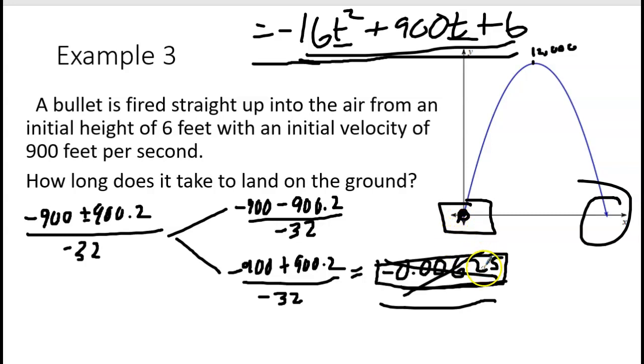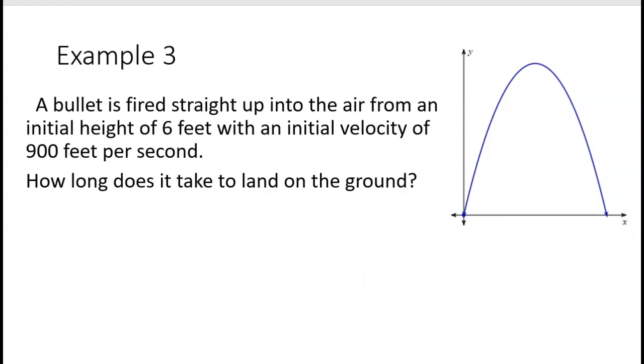So, long answer short, you're going to get two answers, but get rid of the negative one and keep the positive one, okay? That's the one that tells you how long it takes for the bullet to land on the ground. So let's review. A bullet is fired straight up into the air. You have a velocity and starting height. How long does it take to land on the ground?